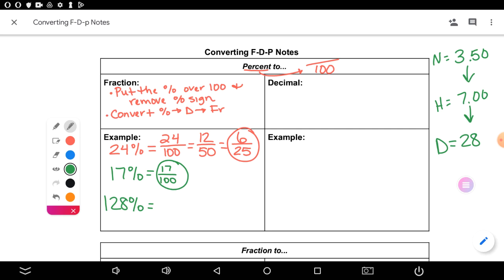How do we turn 128% into a fraction? Lena, what do you think? Put 128 over 100. Yeah, we put 128 over 100. Is that my best answer? Kinley, what can I do to 128 over 100? Divide by 2. Okay, I can reduce it down and divide it by 2. That would give me 64 over 50.